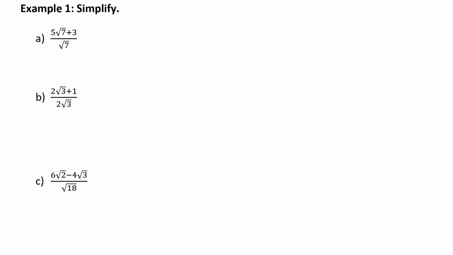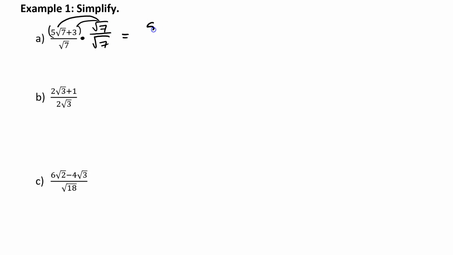I'm going to go through these 3 questions and they have increasing levels of difficulty. This one is still pretty easy. I'm just going to rationalize the denominator by multiplying by the radical in the denominator. So root 7 over root 7. I'm going to put brackets around this because it's a binomial and I want to make sure that the root 7 is distributed to both of those terms.